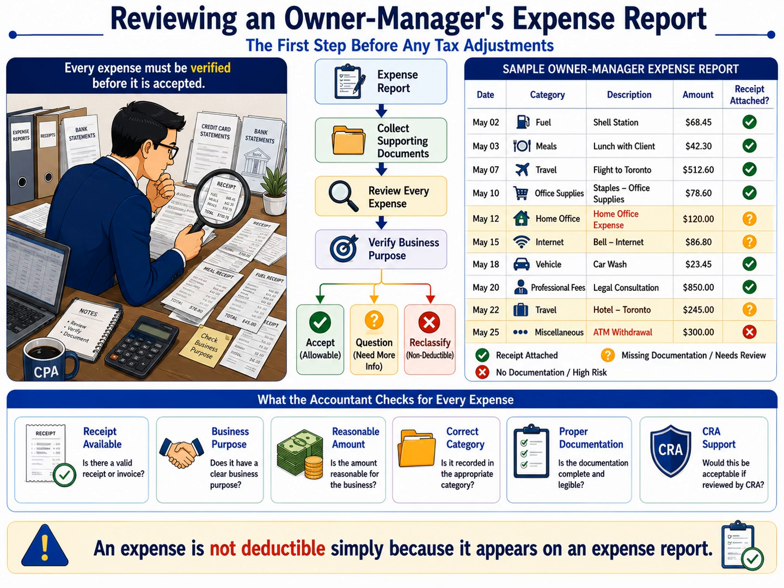Notice that some expense categories may immediately raise questions. For example, a home office claim without supporting calculations, travel expenses without a business itinerary, or miscellaneous expenses without receipts should never be accepted automatically. These items require additional investigation before any tax conclusion can be reached. This careful review process protects both the corporation and the tax preparer. Incorrectly claiming personal or unsupported expenses can lead to reassessments, interest, penalties, and unnecessary discussions with the CRA.